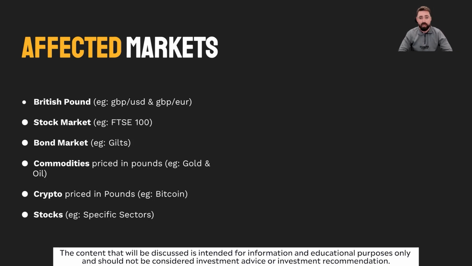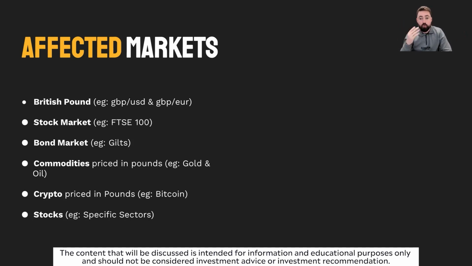Gilts will move here as well, as rate expectations could change drastically depending on how good or bad the retail sales number is. Also, and probably less talked about, is commodities and crypto, but importantly, that are priced in pounds. So gold, which is usually priced in dollars, as well as oil, for some people, it is priced in pounds. Now, if the pound strengthens, these commodities are going to come under pressure and vice versa.